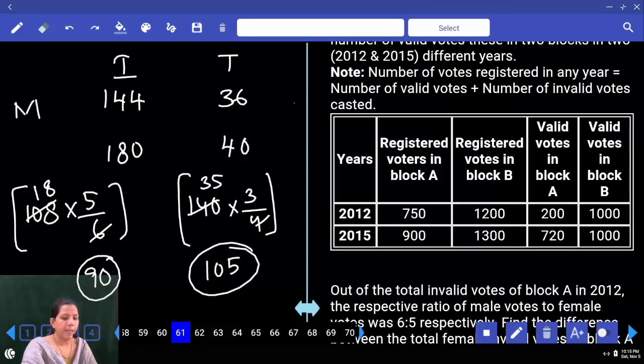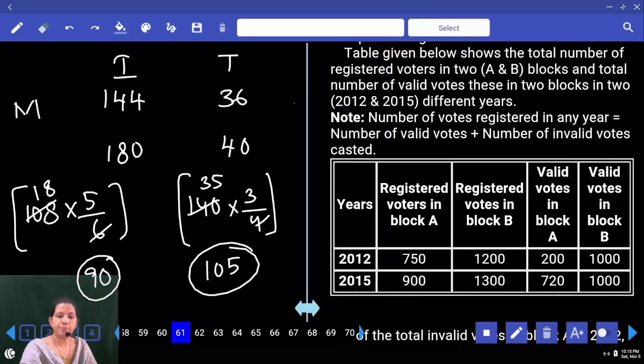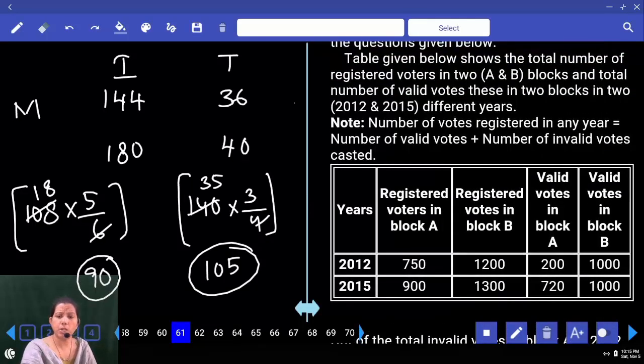Completed up? Next question number 61. The table given below shows the total number of registered voters in 2 blocks and the total number of valid votes in these 2 blocks in 2 different years, 2012 and 2015. The number of votes registered in a year is equal to the number of valid plus the number of invalid. Total registered, valid ఇచ్చారు, సబ్ట్రాక్ట్ చేసుకుంటే ఇన్వాలిడ్ అనేది అర్థం అనమాట.